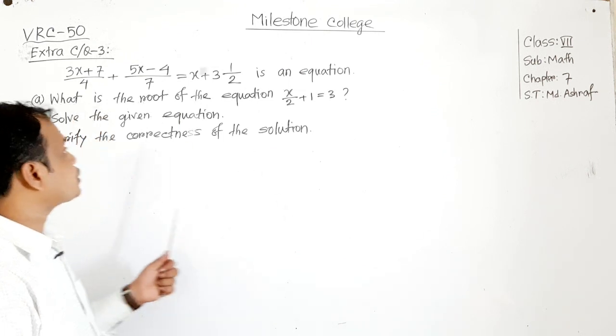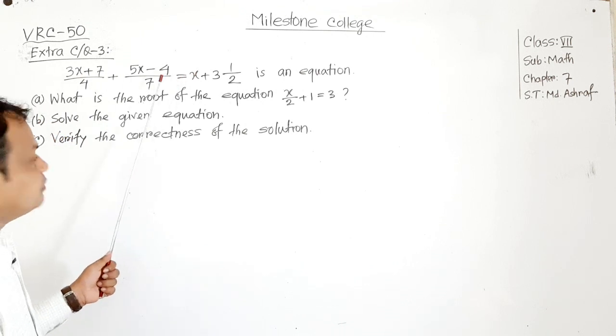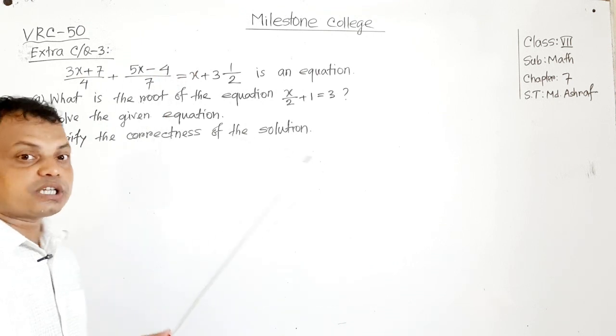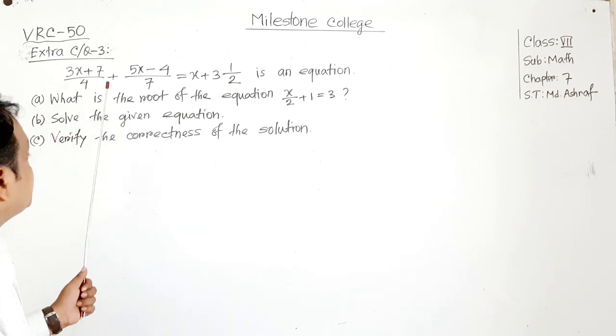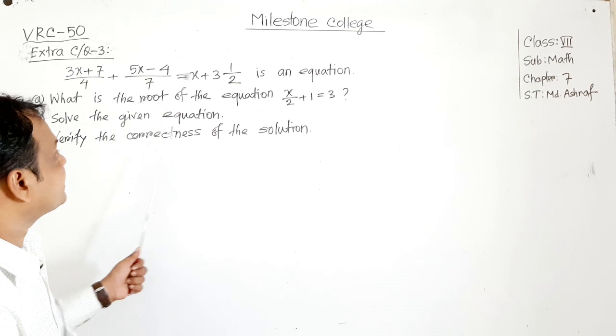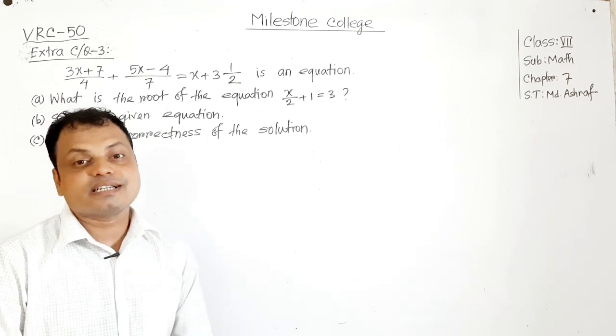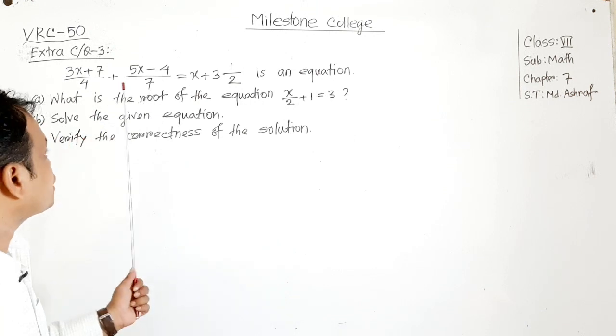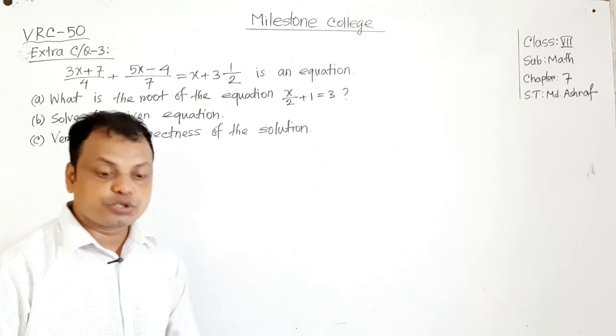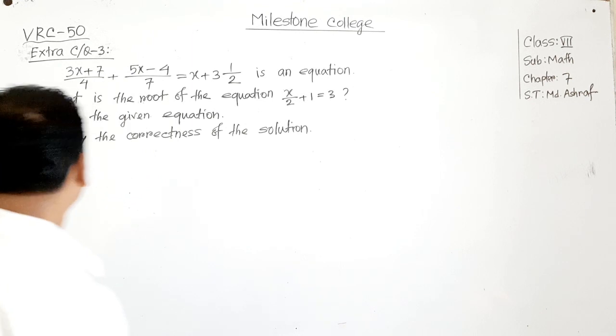That means after solving the equation in the stem in B number, we will get the value of the variable. For this value we have to find the value of the left hand side and right hand side. If the values of the left hand side and right hand side are equal, then we can say that the equation is verified. Let's start the solution. At first, A number.